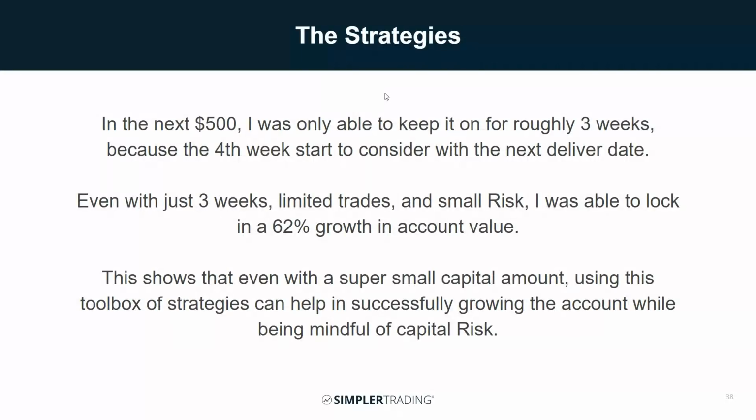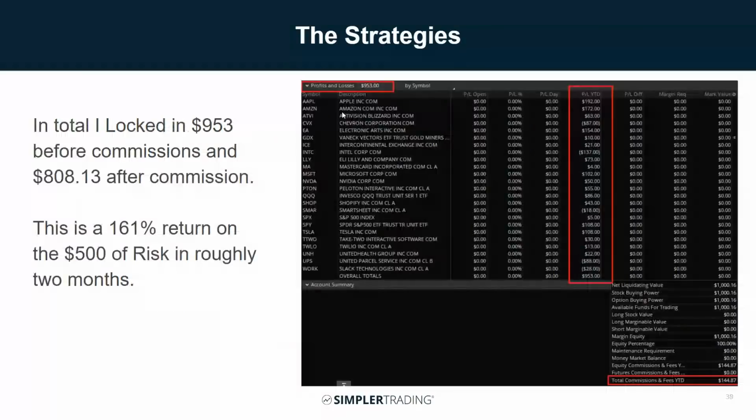And so even with just 3 weeks and limited trades and still keeping my risk small, I was able to lock in a 62% growth in the account value, right? So this shows that even with a super small capital amount, and more importantly, still being controlled on that capital risk, right? Not putting that full 500 into one trade or not investing the full amount, I was able, using this toolbox of strategies, to successfully grow the account while still being mindful of that capital risk.